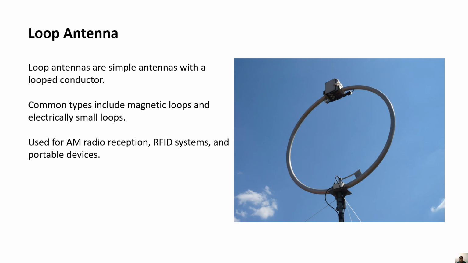And the next one is the loop antenna. Loop antennas are simple antennas with a looped conductor. It is a commonly used type of antenna. It can include magnetic loops and electrically small loops. It is used in AM radio reception, RFID systems, and portable devices. Here we can see in the picture the loop antenna.